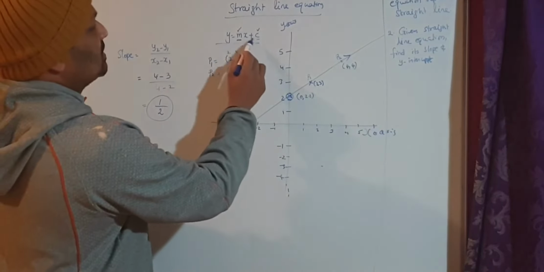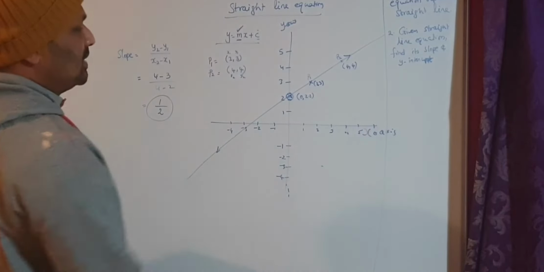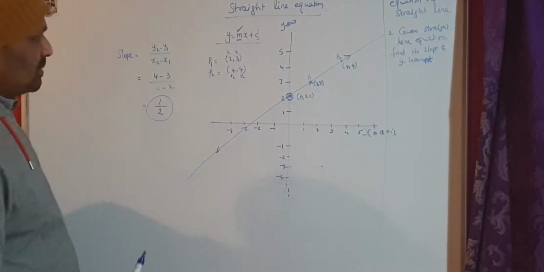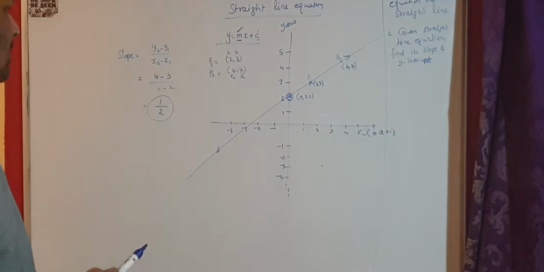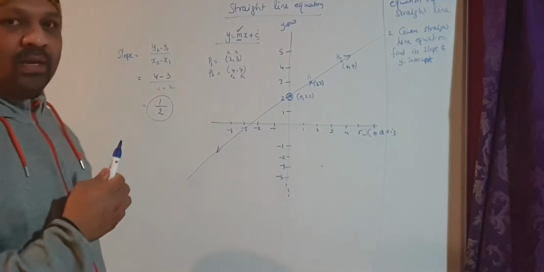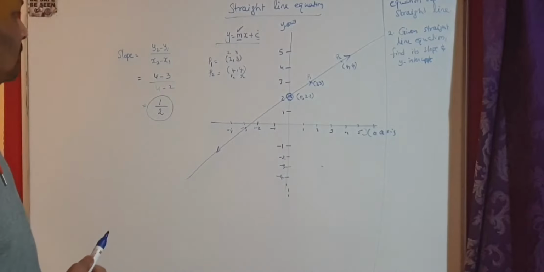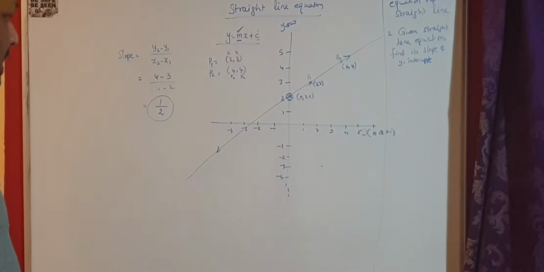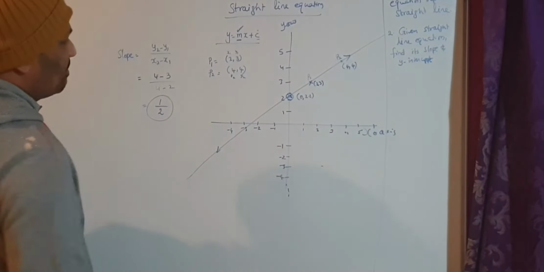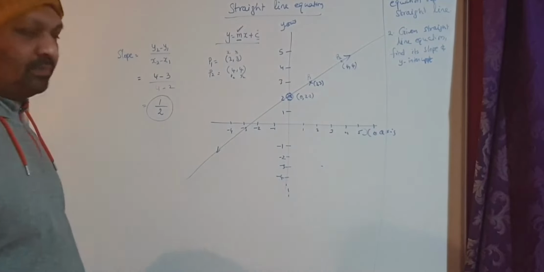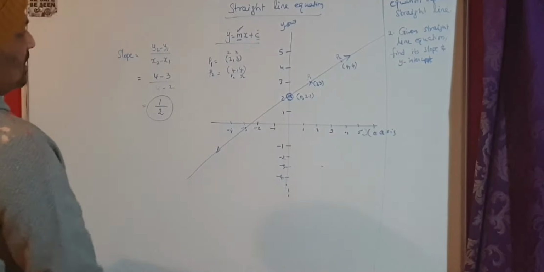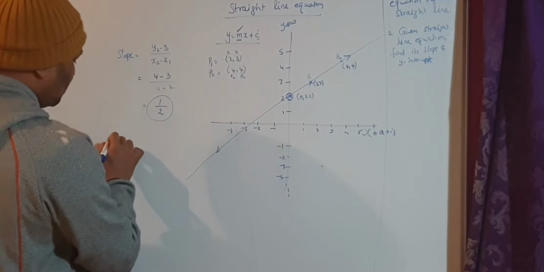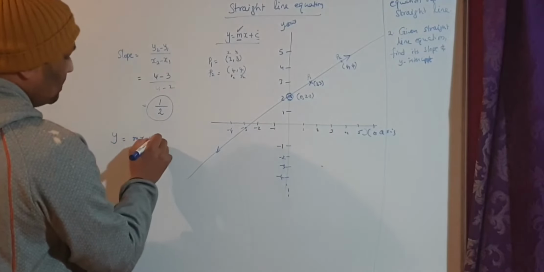So this is a straight line equation, we got the slope, and we need to find out what c is. The slope formula is y2 minus y1 by x2 minus x1. In other words, you should define the slope as rise by run: the amount it rises on the y-axis by the amount it runs on the x-axis. The slope in this case is 1 by 2. And how do you find c? To find c, you write down the equation y is equal to mx plus c.